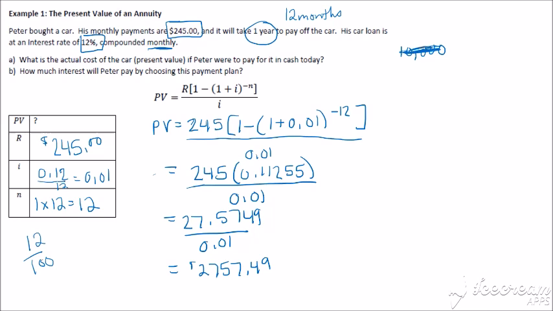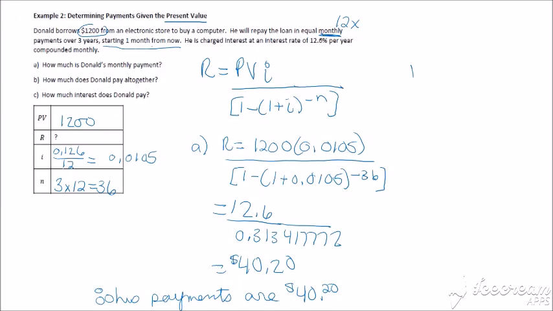Okay, so the car costs 2759.49. He's actually putting 4020 in for R. How much does he actually pay? Well, he pays 4020 and he pays that 36 times. So when we multiply that, we can see that he actually paid $1447.20.